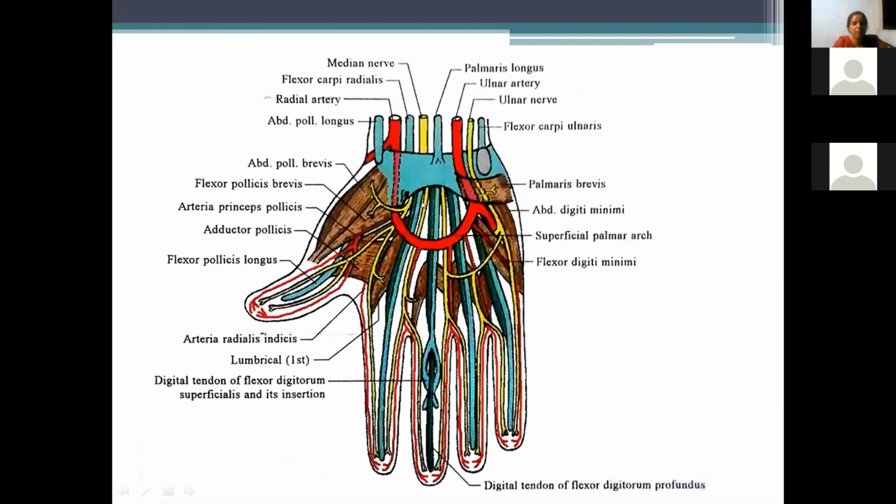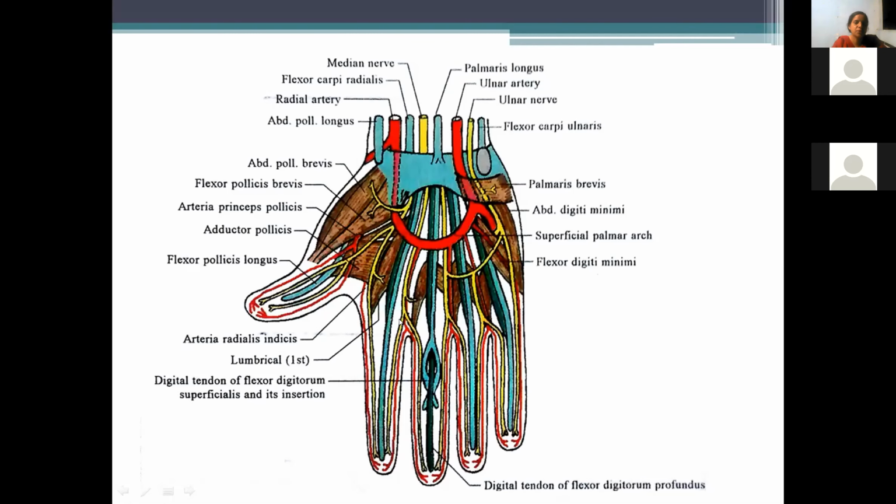So the superficial palmar arch, now see here. This is the flexor retinaculum. We find this is our superficial branch of the radial artery, which is coming like this, shown in the form of a dotted line. And the continuous line you are finding is the ulnar artery, and it is forming an arch like this. So this arch is nothing but the superficial palmar arch.